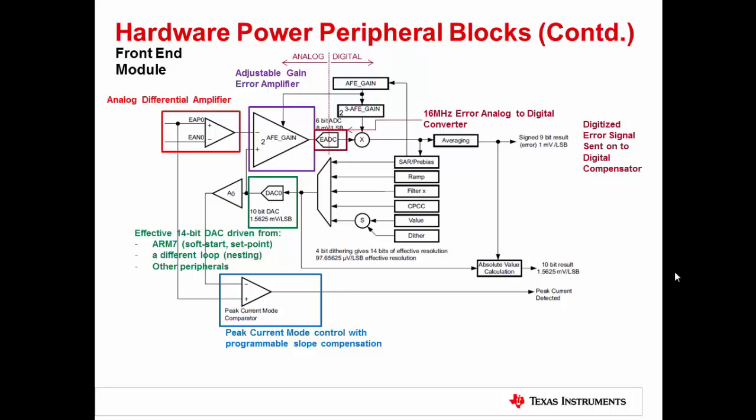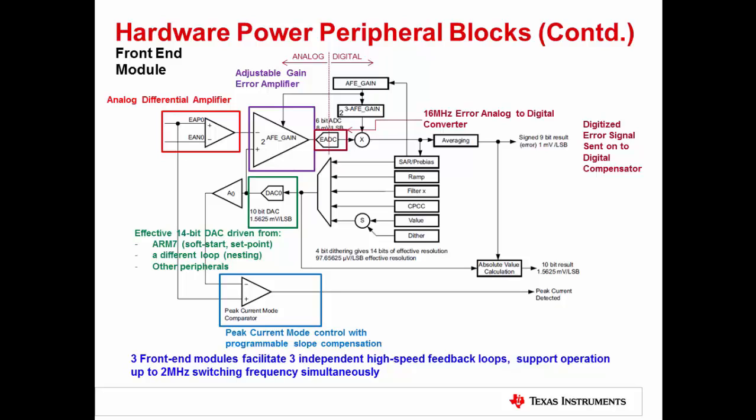All these hardware blocks are available in each front-end module, and remember, there are 3 such front-end modules available in the UCD3138 device. With this, the UCD3138 device is well positioned to independently control 3 high-speed feedback loops. What's more, the digital hardware in the 3138 device can operate at such high speeds that it can support switching frequencies of up to 2 MHz in the power supply.